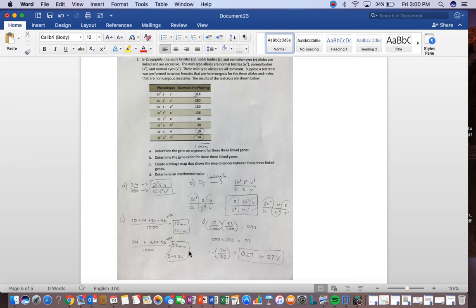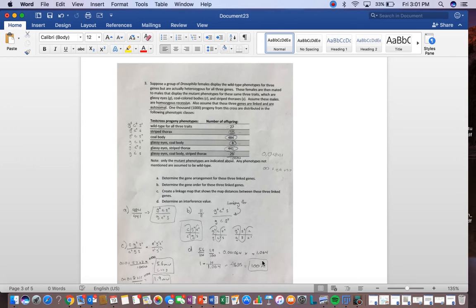And then you do the same thing down for the S and the SC alleles, 24 plus 150 plus 156, and that gives you 33 map units. And then finally, to calculate your interference value, you take the original map units, which would be 0.33 times 0.01, and you times that by 1,000, gives you 33. Then you plug that into the interference equation, so that's 1 minus 24 over 33, which gives you 0.27 or 27%.